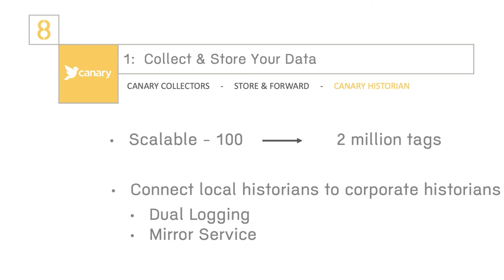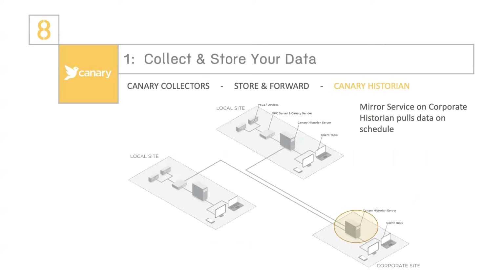And we can either employ the dual logging that you just saw from the previous slide from the sender service perspective, or we can actually mirror data that's already sitting in a historian to another historian. So let's just have a little bit of an architecture discussion around that. So you might have a multi-site organization. You might have a head office or a corporate site, and people in that head office need to be able to see the data. Now, there's two ways that we can do it.